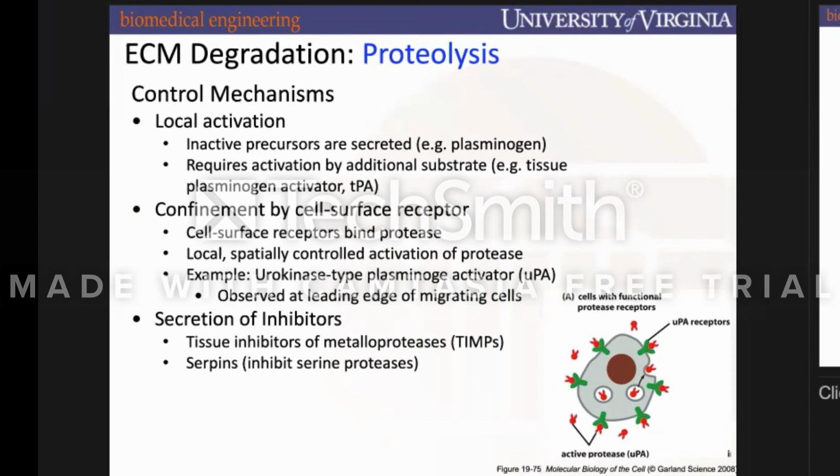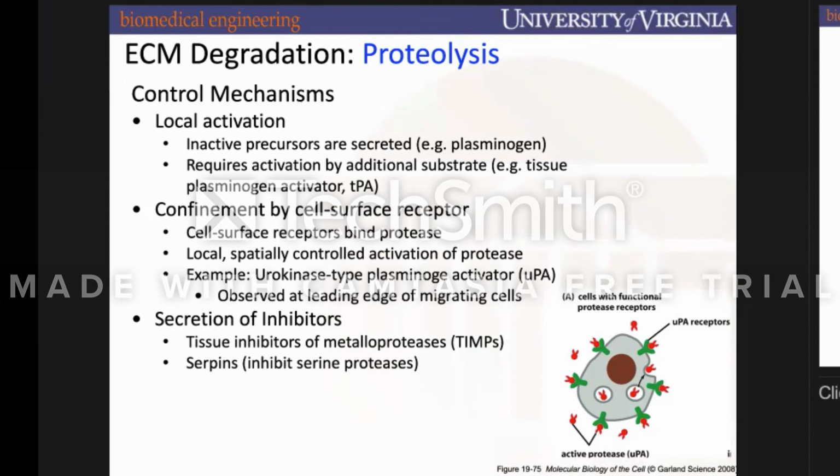Another form is where it's confined to the cell surface receptor. That's basically what I was just describing a moment ago with some MMPs that are bound to the surface, but then also there are others that are bound to a specific part of the surface of a cell that are important with cell migration. But another form of regulation are inhibitors. So we have tissue inhibitors of metalloproteases, we call those TIMPs. And there's also serpins that play a role in inhibiting the serine proteases that we talked about previously.